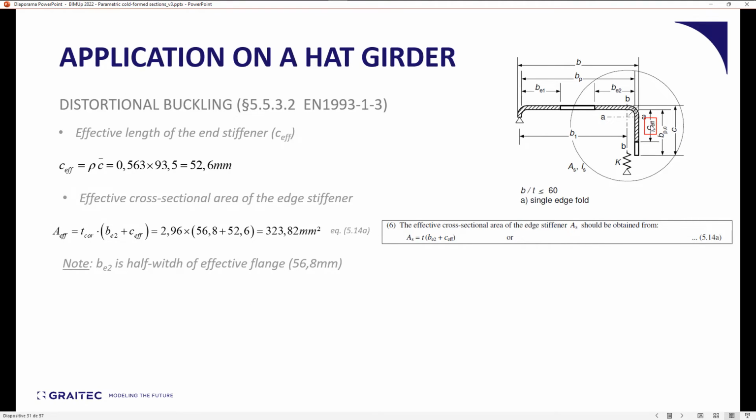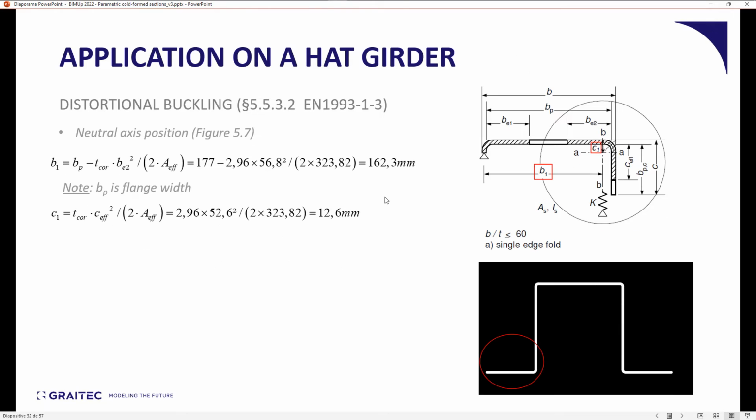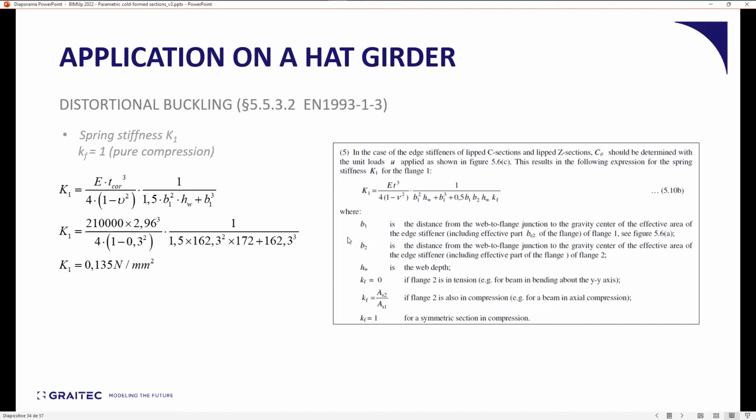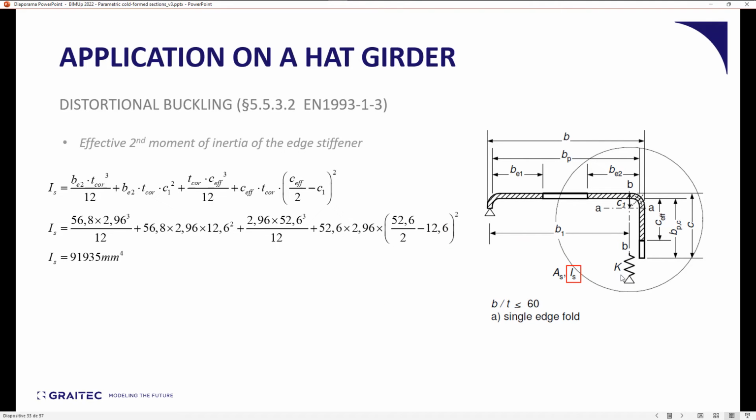Knowing the effective length, you can compute the effective cross-sectional area for the edge stiffener. Knowing that, you can find the position of the neutral axis, so that would be the B1 and C1 distances. Knowing the neutral axis position, you can compute the inertia of the edge stiffener. You can also compute, with the formula from the record 3, the stiffness of the fictive spring that is placed there.